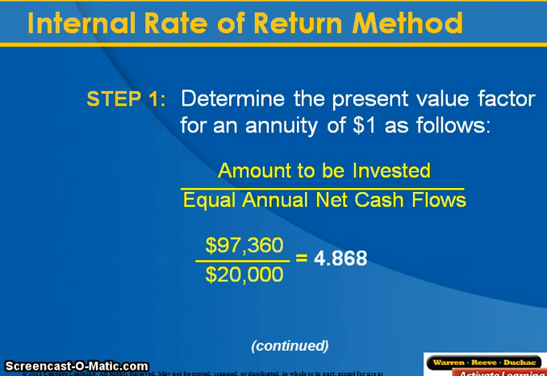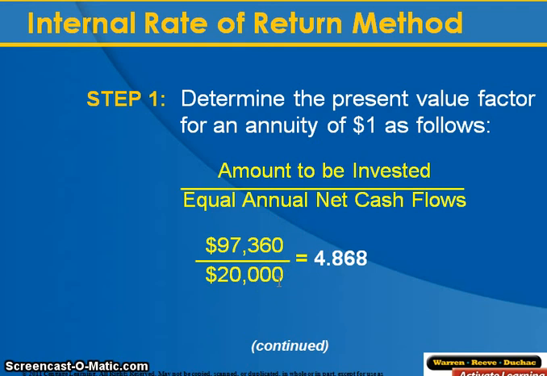All right, so you're going to start off, you're saying the amount to be invested in the asset over the equal annual net cash flows. All right, so you're expecting to earn $20,000 a year from whatever this asset is that we're buying here, and the amount to be invested is $97,360. That comes out with an amount of 4.868. Now we're looking at the annuity tables here because we're saying each year this investment that we're making is going to earn $20,000. Okay, so if it's the same amount every year, we can use the annuity tables. So you can see that this amount comes out with 4.868, amount to be invested over equal net cash flows.